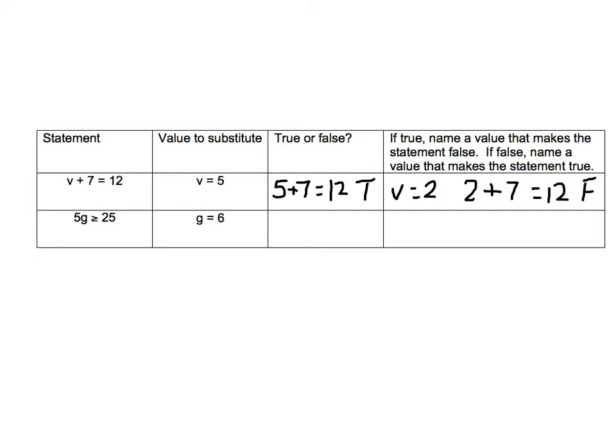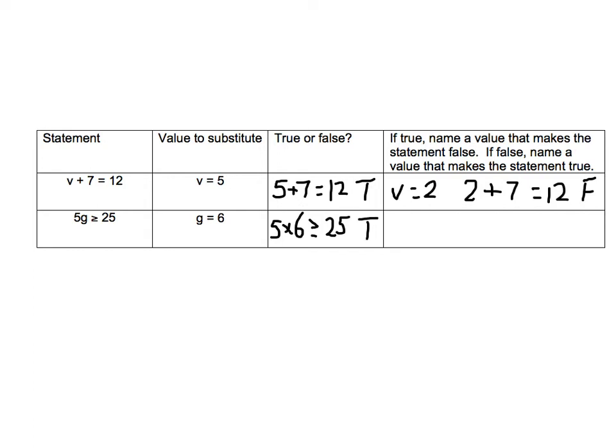So let's look at 5g is greater than or equal to 25. And I want to plug in g equals 6. Let's do it. 5 times 6 is greater than or equal to 25. Well, that's true, because 5 times 6 is 30, and that's bigger than 25. Yay, it's true.